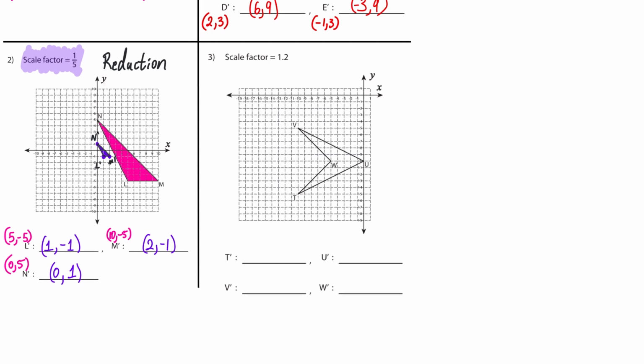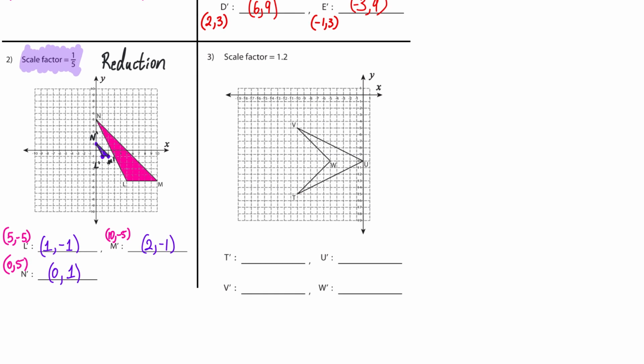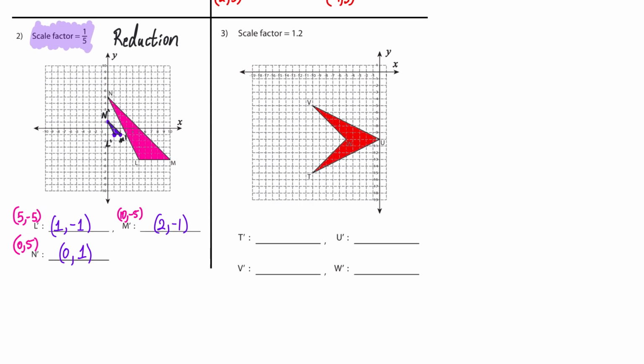So on this one, all right, we kind of got this. So what are the coordinates of T? Negative 10, negative 15. What's the coordinates of U? 0, negative 10. The coordinates of V? Negative 10, negative 5. And then W? Negative 5, negative 10.